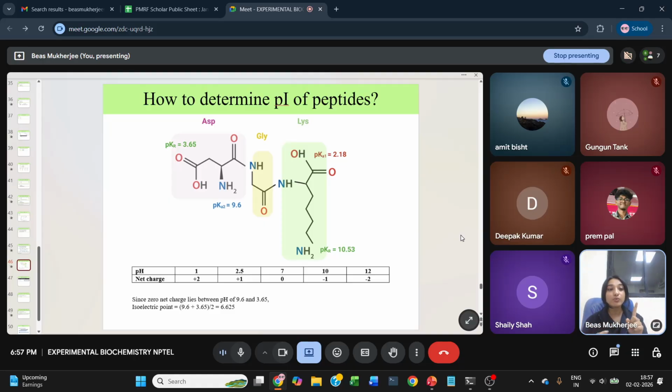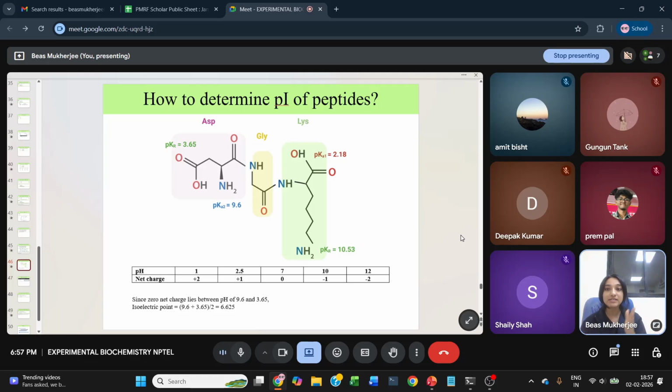So at pH 1, both pKr and pKa1 are going to be COOH. So the net charge would be 2 plus, right, because of this pKa2 and pKr of lysine. Now for pH 2.5 or let's say around 3, what is going to happen? This pKa1 is going to become COO minus instead of COOH. So then we get 1 negative charge and 2 positive charges initially. So we get plus 1 charge.